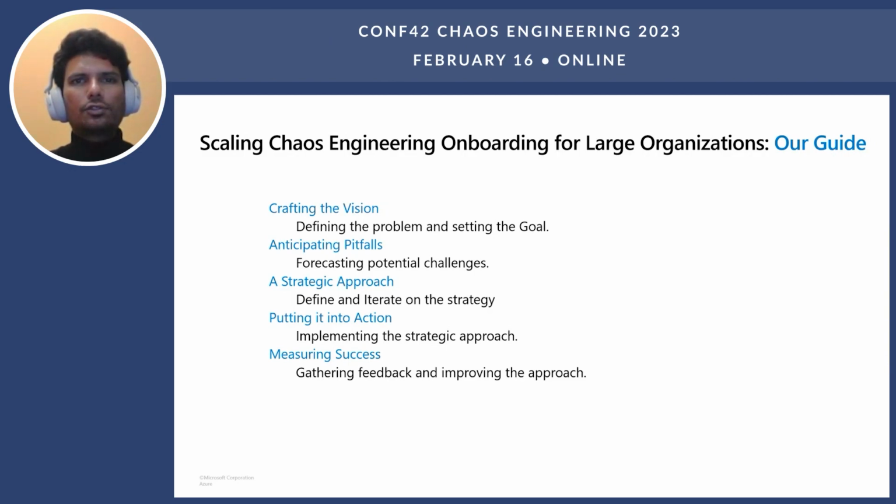The second step is to anticipate the common pitfalls and forecast potential problems that may arise during this process. For example, organizations may struggle with obtaining buy-in from stakeholders, ensuring that the chaos experiments do not impact end users, measuring the success of chaos engineering experimentation, the cost of onboarding, and prioritization. These are just a few examples out of many. By anticipating these potential problems, we have prepared and put measures in place to mitigate them.